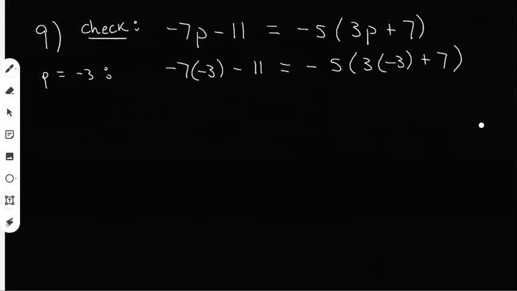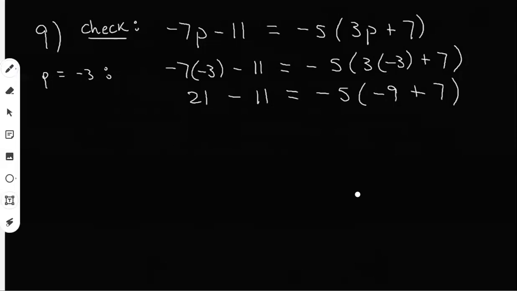So let's work on the left side first. I've got negative 7 times negative 3. That's going to give me a positive 21. So I get 21 minus 11. On the right side, I'm going to have that negative 5. But on the inside, I have 3 times negative 3. That's going to give you negative 9. And I still have to add that to 7.